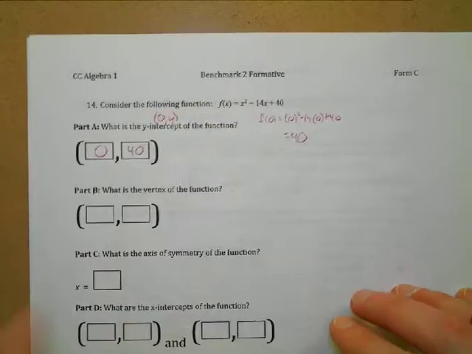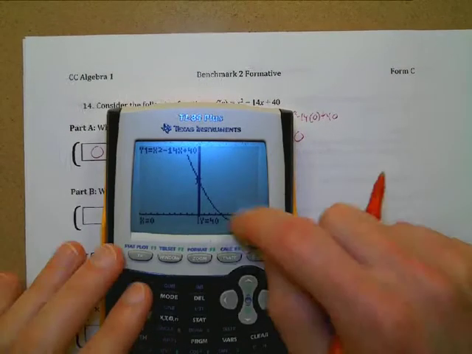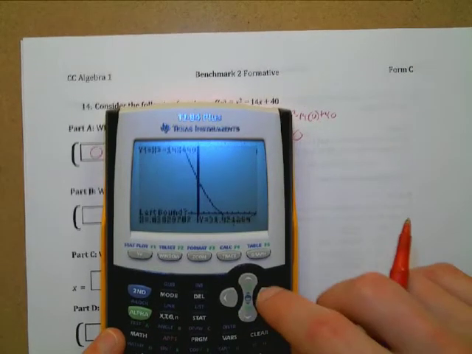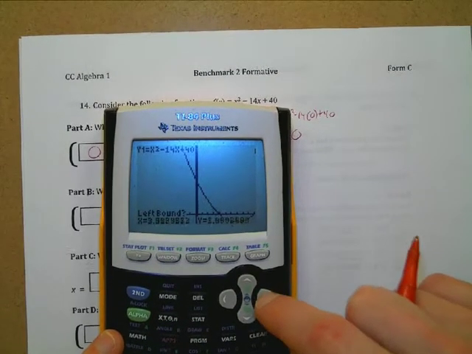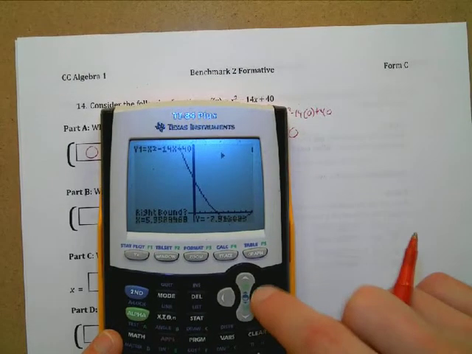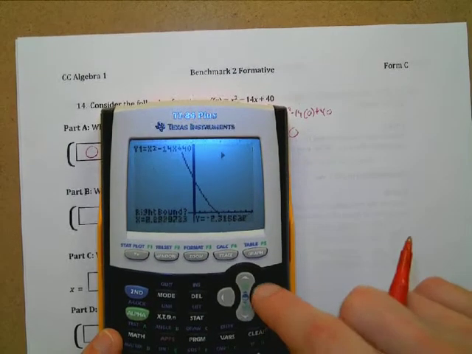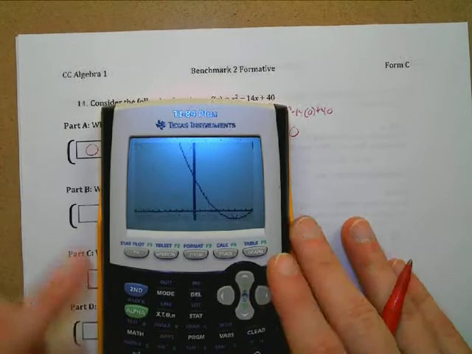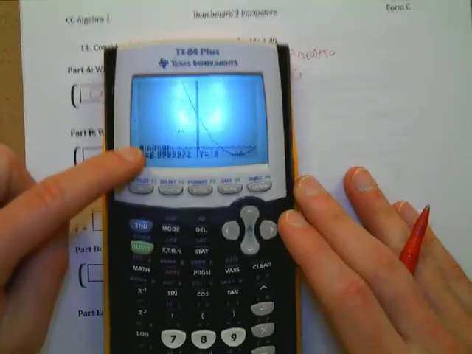What's the vertex? All right, the vertex, well, I can see it right here, so you can do second trace. In this case, it's going to be the minimum, right? So I'll go to the left because the parabola opens upward. So to the left of the vertex, hit enter. Then arrow over to the right of the vertex, hit enter, and then down towards the vertex for the guess. So we're going to call that 7. Okay, it's a rounding error on the calculator's part.